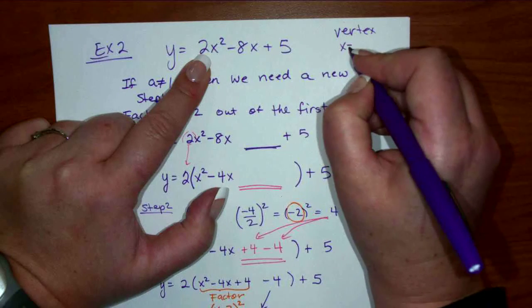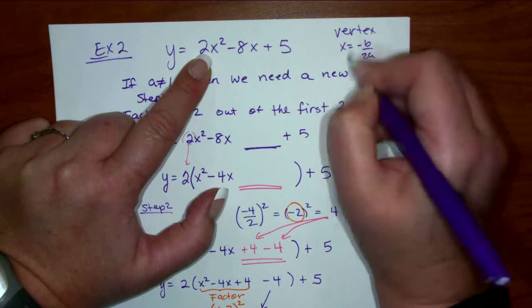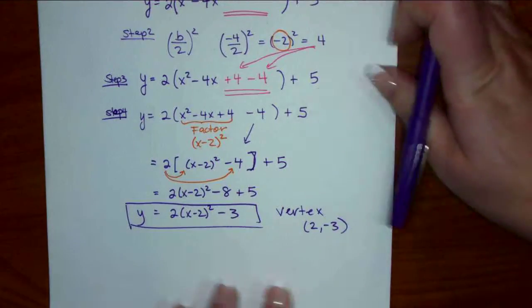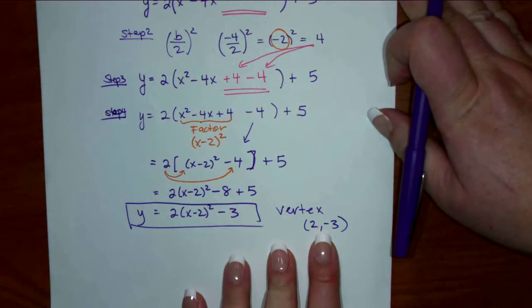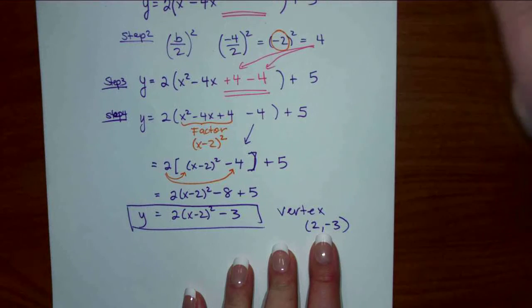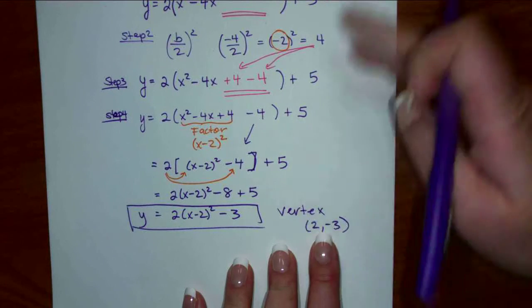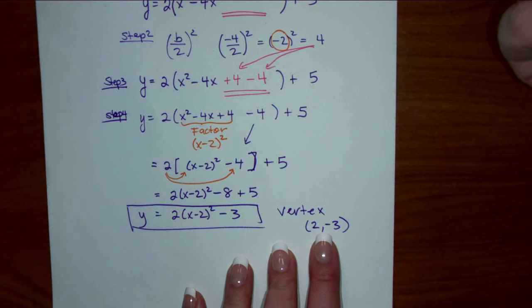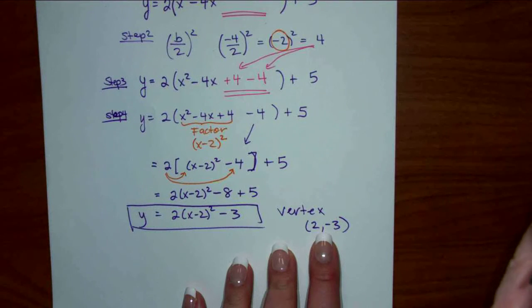X equals minus b over 2a. Fill it in, you get your x, plug it in, you get your y. That's a much quicker way to get this number, right? But like I said, we're learning the technique because you have to use it for other things, not just graphing parabolas, okay?